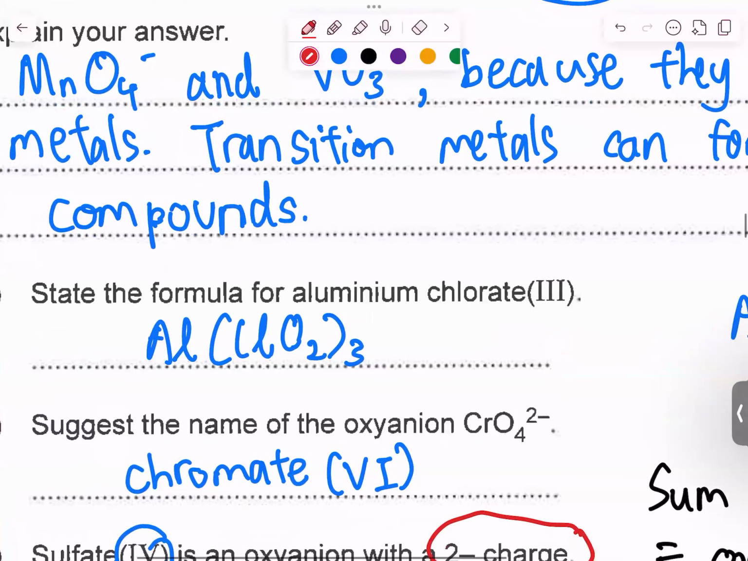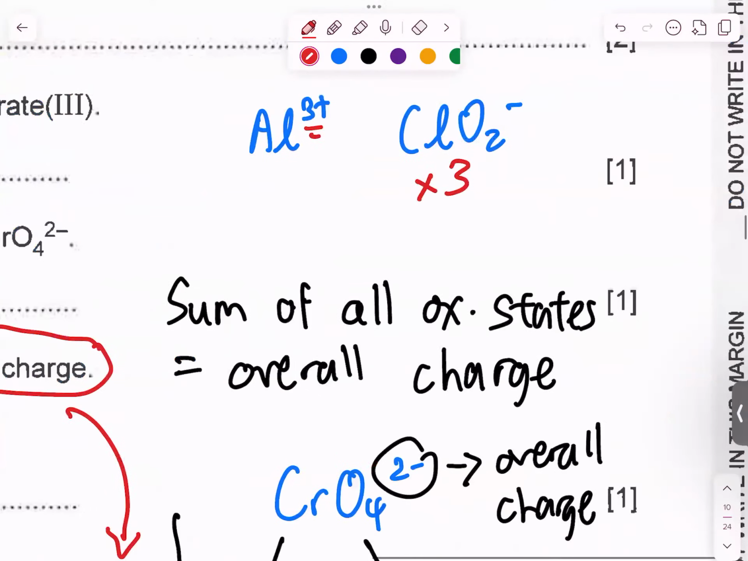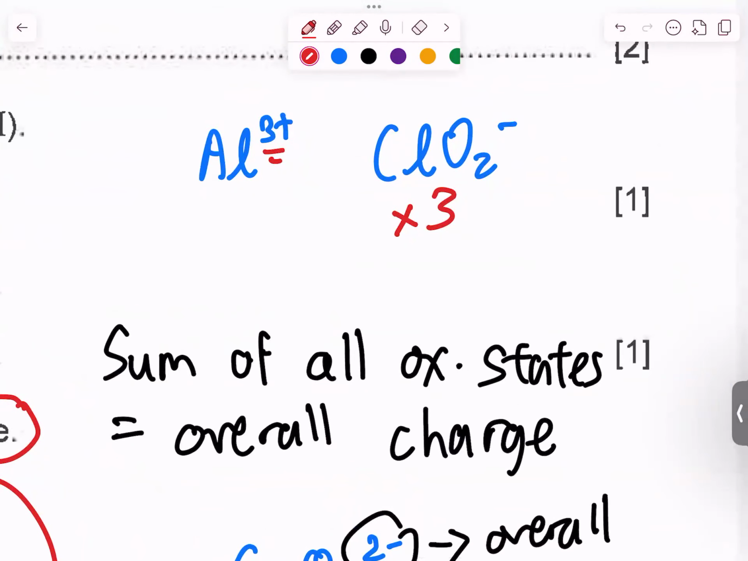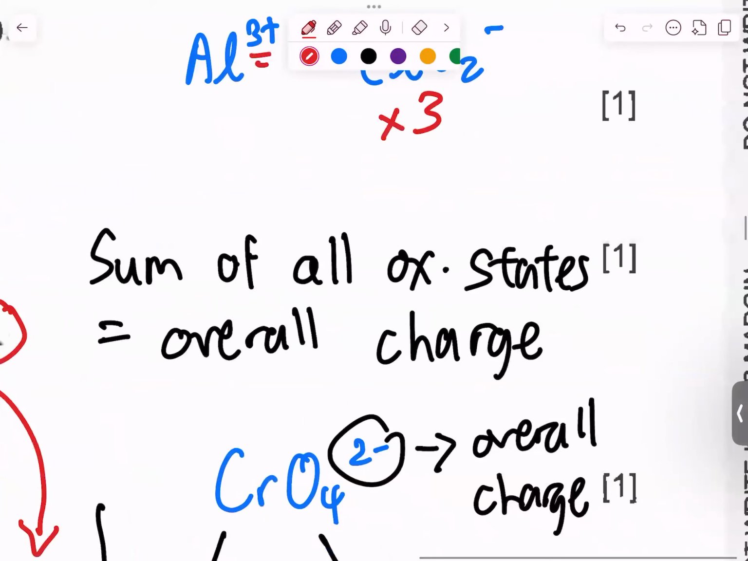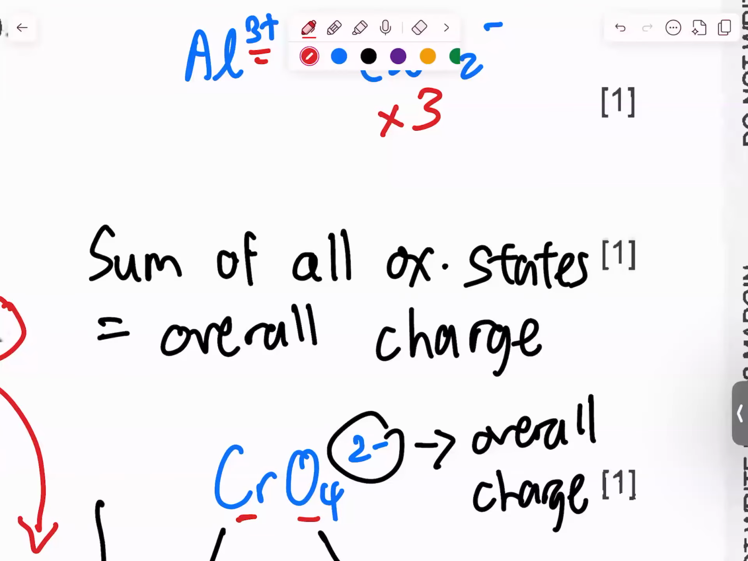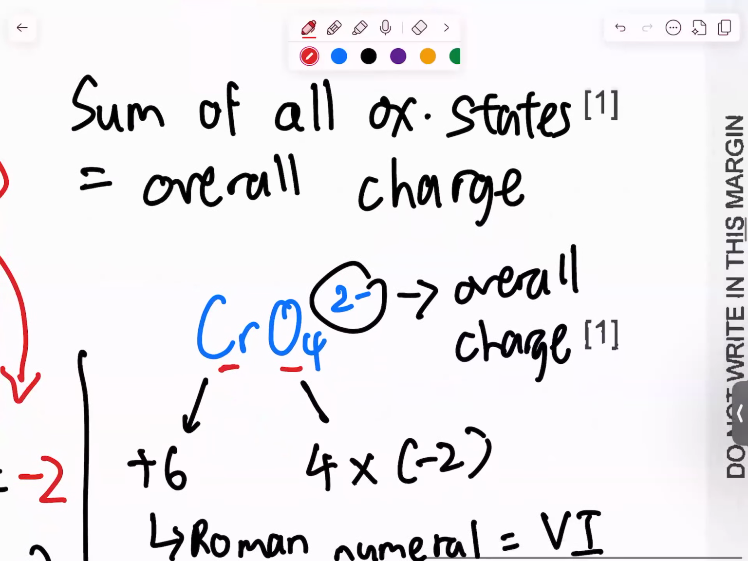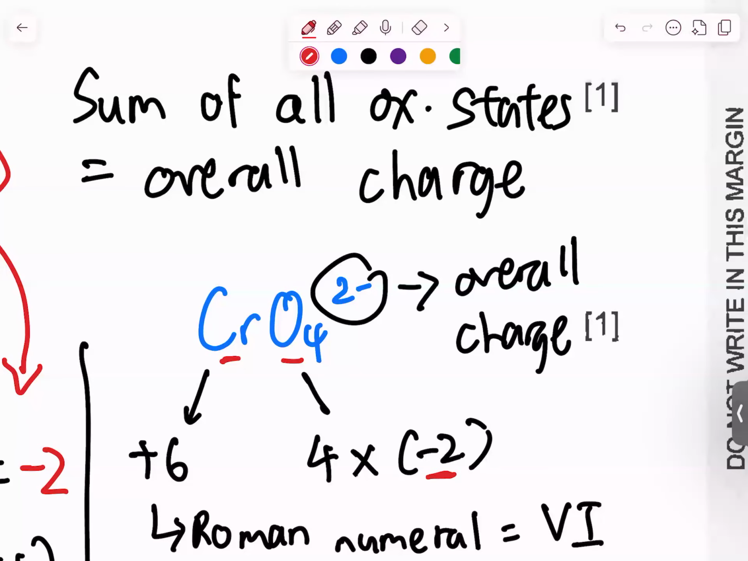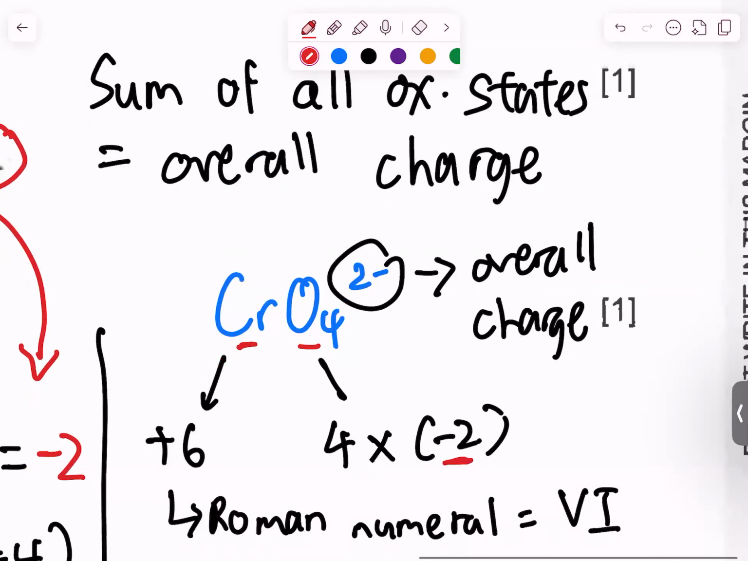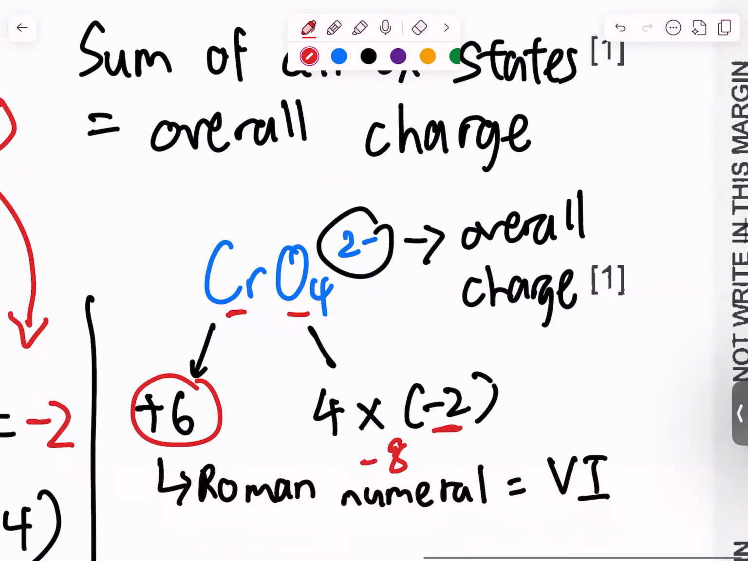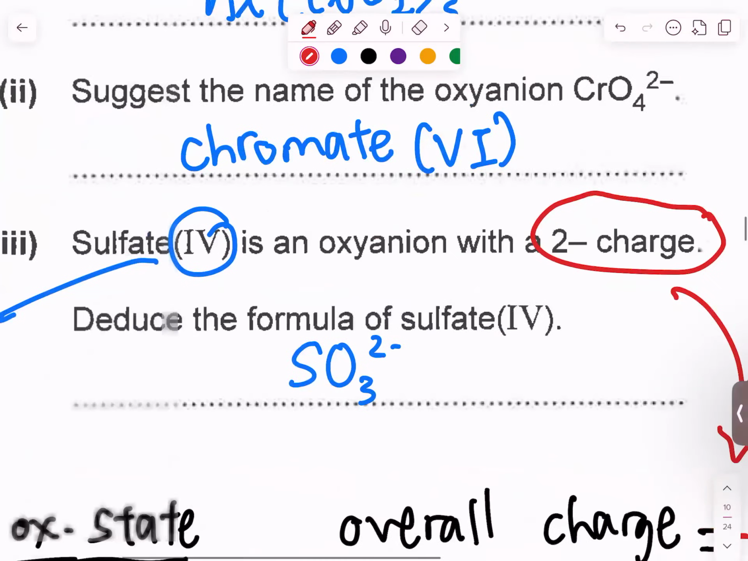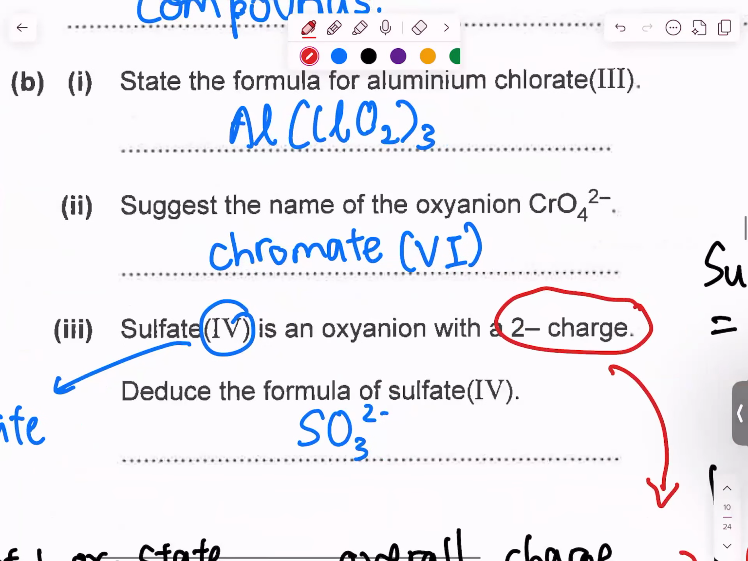Okay, suggest the name of the oxyanion CrO4 minus. So for oxidation state, the sum of oxidation states is equal to the overall charge of the species. So for chromate, what is the overall charge? It is -2. So that means the sum of 1 chromium and 4 oxygens must be equal to -2. So oxygen is -2, right? Oxygen is always -2 except for peroxides and elemental oxygen. So if 4 times -2 is -8, then what must chromium be? It must be +6. And then for +6, the Roman numeral is this. So chromate(VI). Okay. Sulfate.